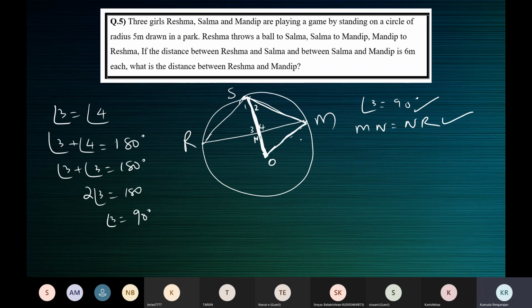Now we'll have to find the area of the triangle SMO. Do we know the length of SM? How much is SM? 6 meters, right? Yes or no, children? Yes, ma'am. What about MO? How much is MO? 5 meters. Very good. How much is SO?